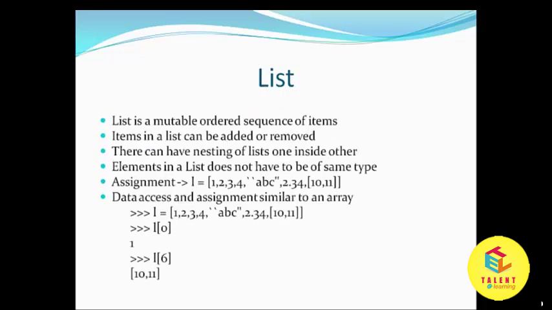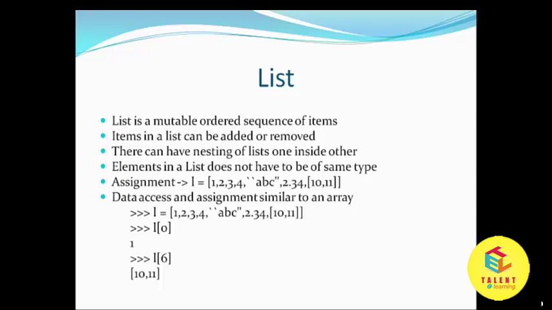Now we see the list. A list is a mutable ordered sequence of items. Items in a list can be added or removed. There can be nesting of lists, one inside the other. Elements in a list do not have to be of the same type. Assignment: L is equal to [1, 2, 3, 4, 'ABC', 2.34, [10, 11]]. Data access and assignment are similar to an array.